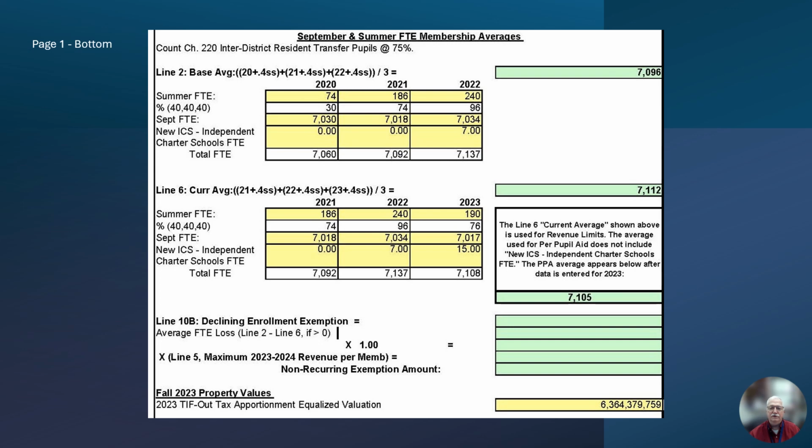In the middle of page 1 is an area dedicated to calculating the membership averages of full-time equivalency students. The revenue limit formula uses a 3-year rolling average to assess the change in enrollment from one 3-year rolling period to the next. At line 2, the first 3-year period is 2020 through 2022 and shows the membership average at 7,096. At line 6, the second 3-year period is 2021 through 2023 and shows a new membership average of 7,105.